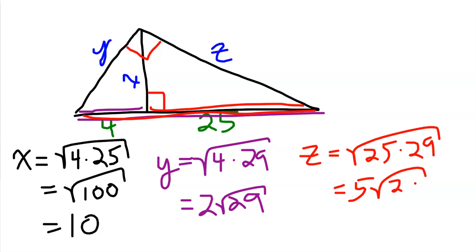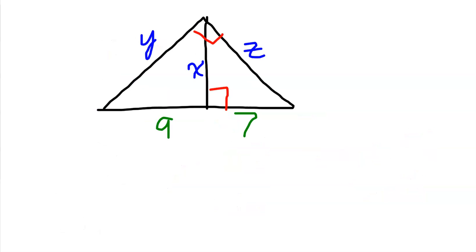Square root of 29, because 29 can't be simplified. So that's the answer for the first one. Go ahead, pause the video, work on this right triangle here. Again, find the values of x, y, and z. Come back and resume the video when you're ready to check your work, see the process, and then go on to the last problem.